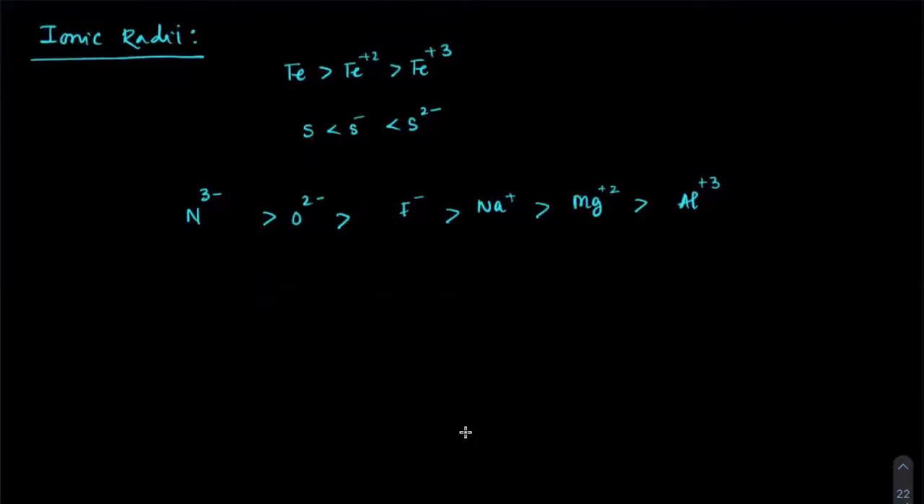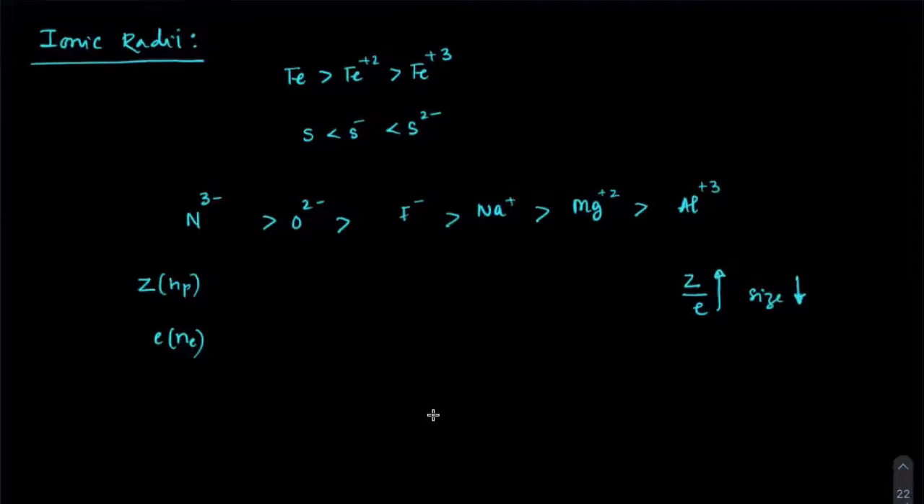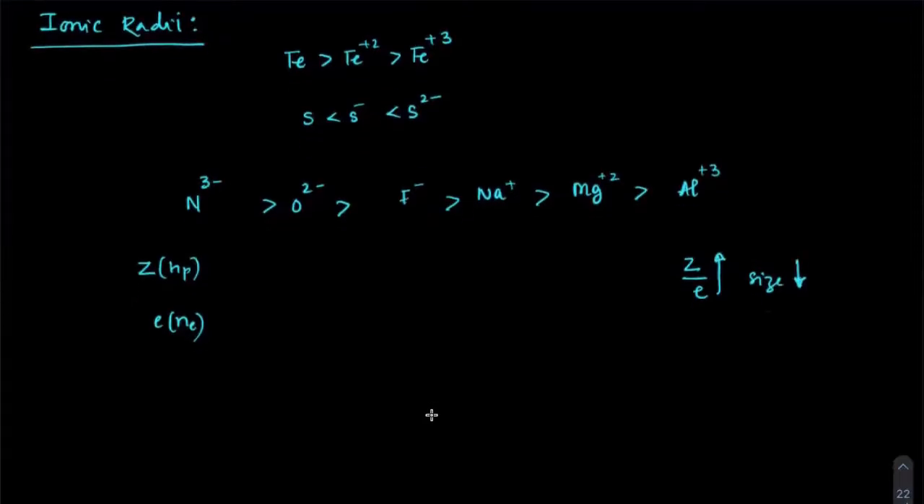So in short, if you have Z, which is the number of protons, and E, which is the number of electrons, then if Z by E increases, the size will decrease. Got it? Ionic radii is clear.